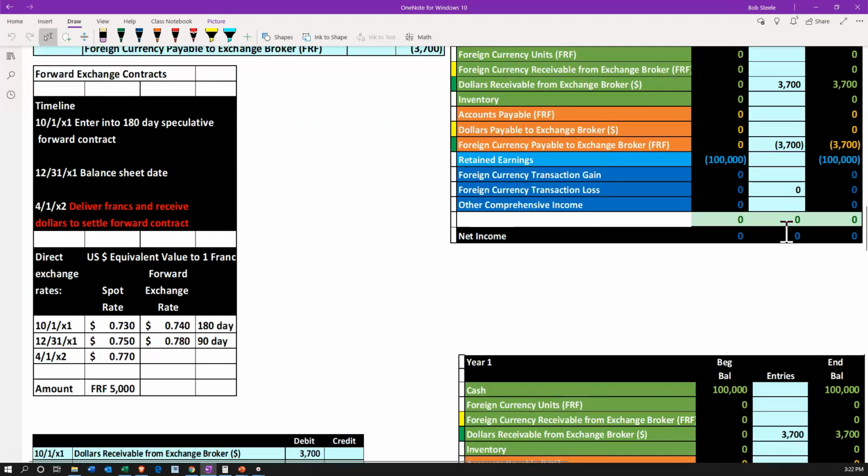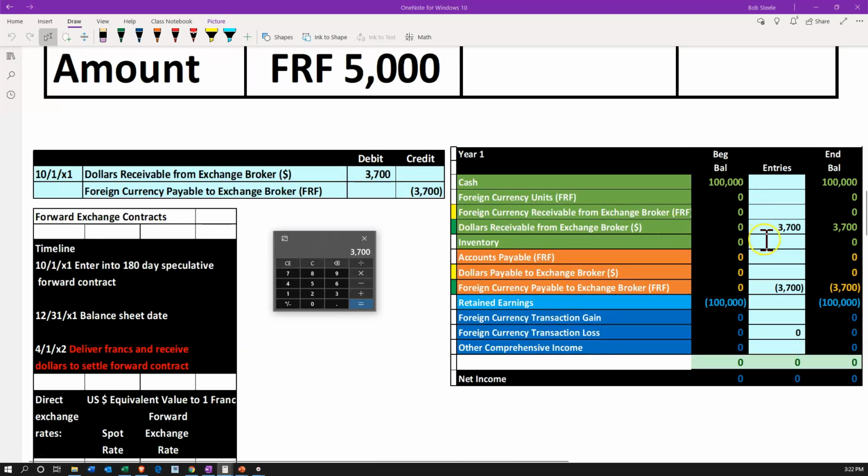We're going to be calculating that by saying that it's going to be 5,000 francs that we're then going to be converting at this point using the forward exchange rate, just like we normally would with a forward contract. So we're speculating till the end date, which is going to be 180 days from now, or on 4-1-X2. So we're going to take that 5,000 and multiply it times the forward rate as of 10-1, which is 0.74. So that's going to be 3,700. That's going to be the calculation.